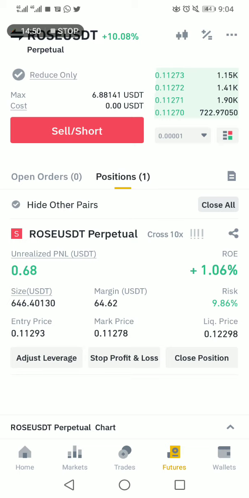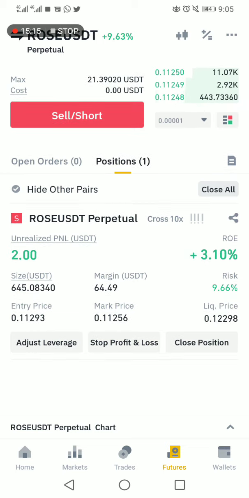This is my unrealized profit so far. Okay, and this is a percentage of how much profit I have made so far. You get. Now here is the liquidation price. What the liquidation price means is that once the market goes against me and the price of this coin gets to 0.12298, it means my capital will be lost completely.